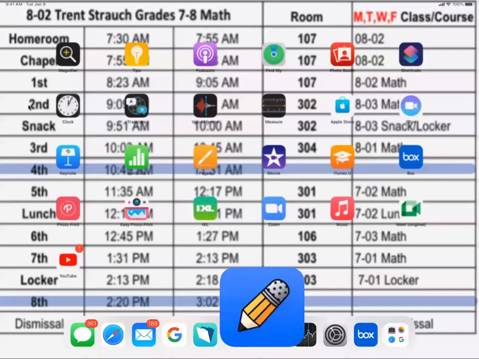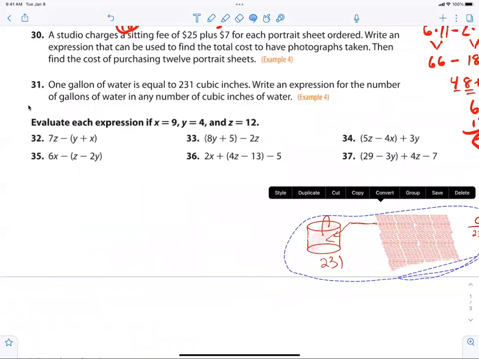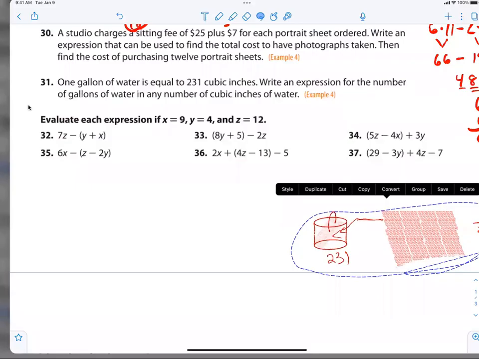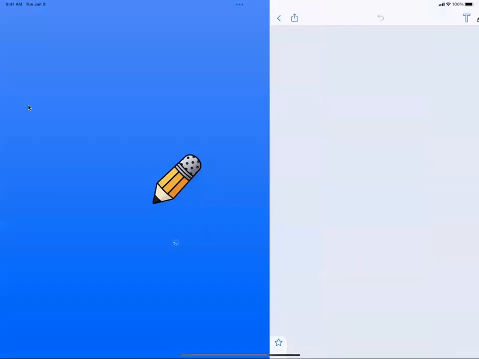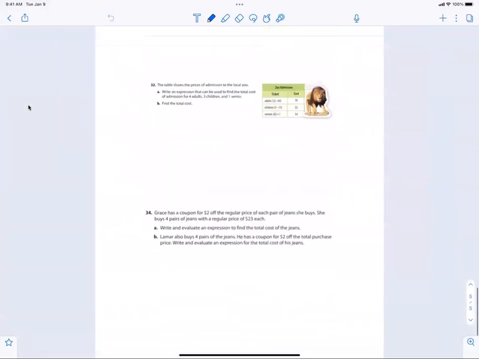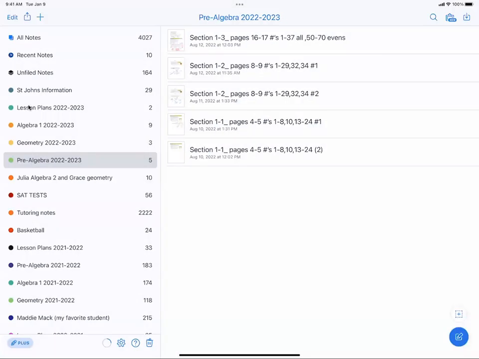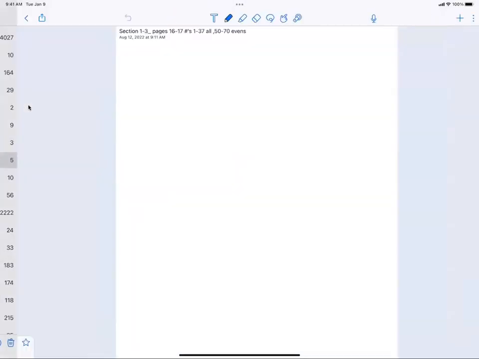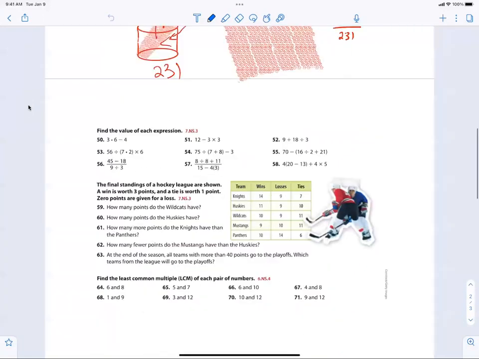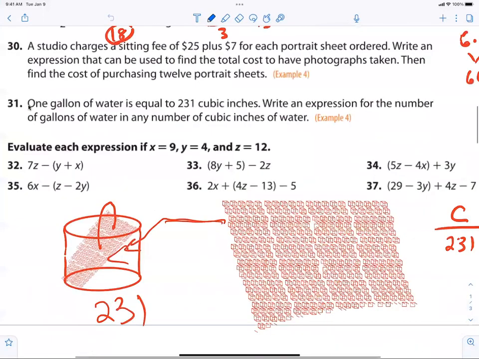My iPad got stuck. Okay, all right, hold on. Sorry, guys. All right. Oh, wait a minute. I got to find the page now. I'm so sorry, I got messed up. 1, 3. Okay, here we go. So let me blow this up now. And we are on 33, right?